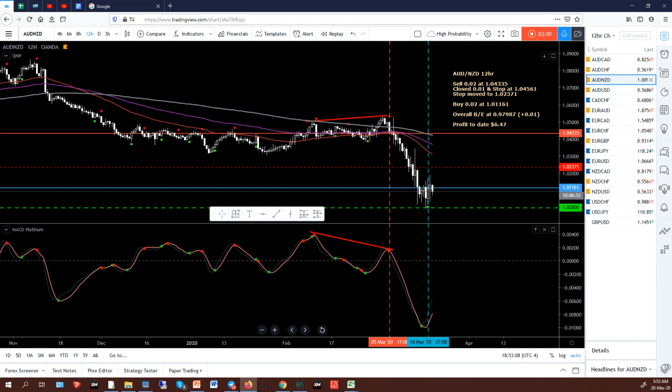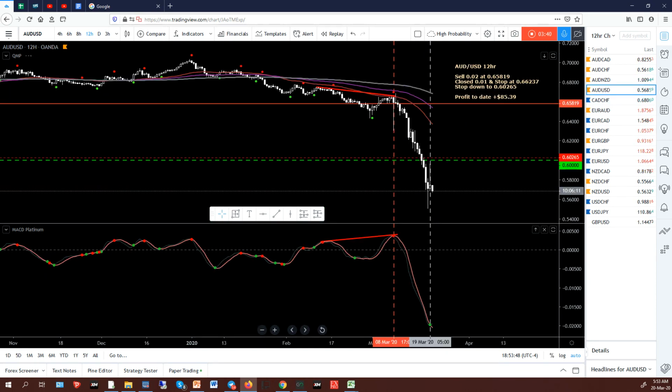AUD/NZD. This was something I did last night on my last candle. I took a buy in here. I'm already in a sell, taking a buy. This green line is parity. That's why that's just a big number, something I just keep an eye on. 1.0000, unusual for the Aussie against the New Zealand dollar. It got to parity, a fairly significant level, and price so far holds above it. My overall break even is well below parity at 0.97987. So I'm positive again, and as long as price stays above that, it's all good.